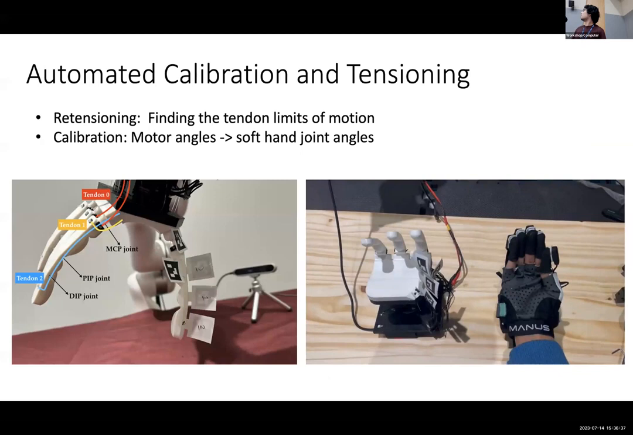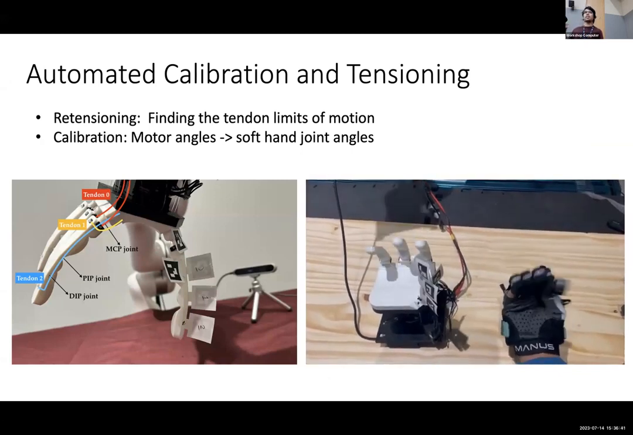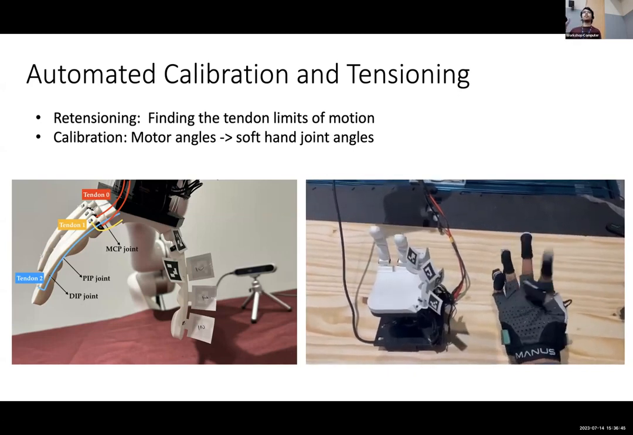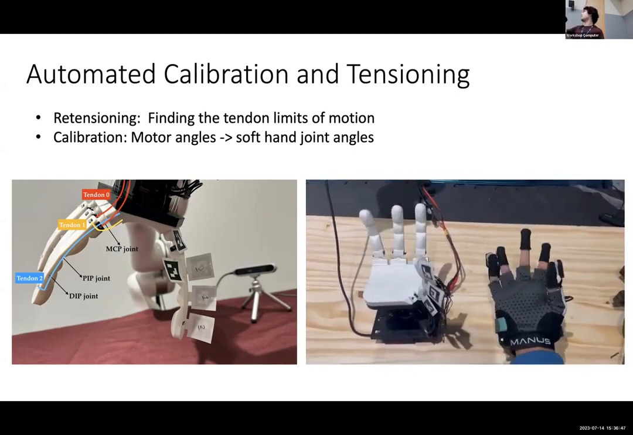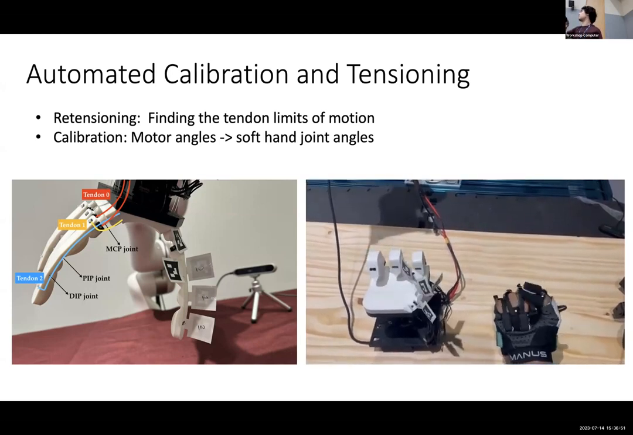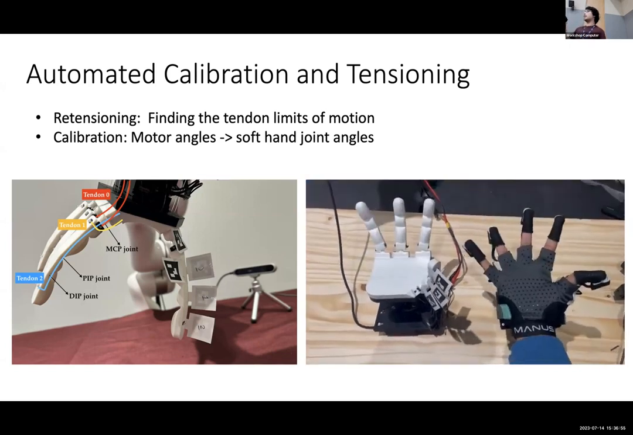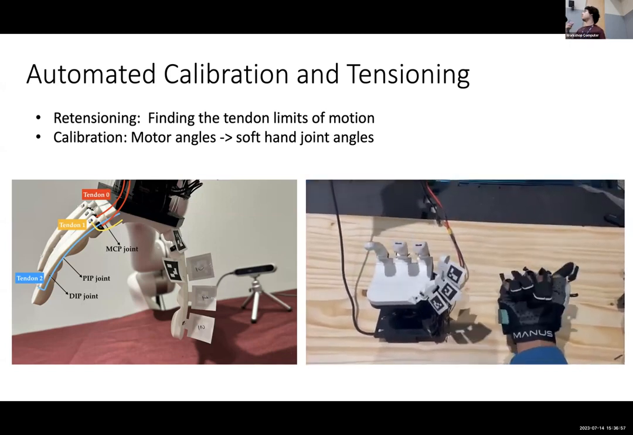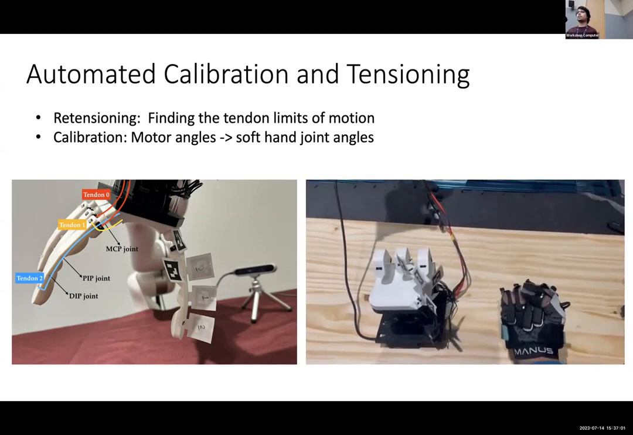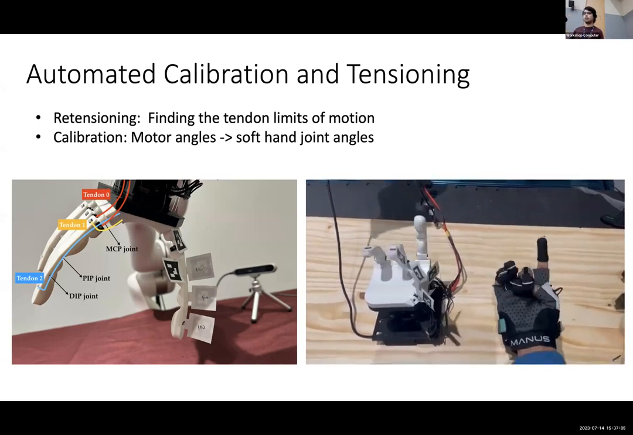So there's automatic calibration and tensioning that makes this easy for machine learning. Controlling soft hands is notoriously hard, but we do 2 things. One, retensioning. Basically, we pull on the tendons a certain amount to figure out the open and closed position of the finger. The second part is calibration. Basically, what we want to do here is figure out joint angles in the finger and map those to angles in the motors. And we do that through an AR tag system. We have the AR tags on here, but then at test time, we take the AR tags off.